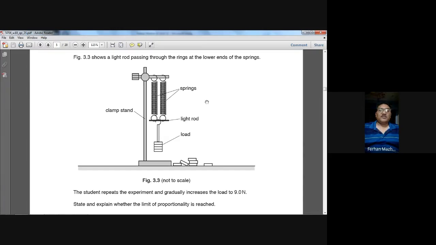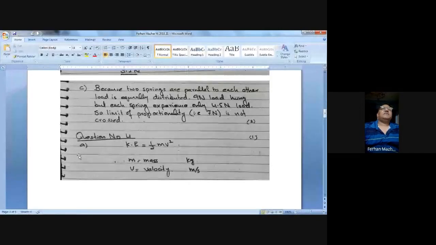So the limit of proportionality will not be crossed. I have written this answer also. Let me show you the C part. Yeah, this is on your screen.